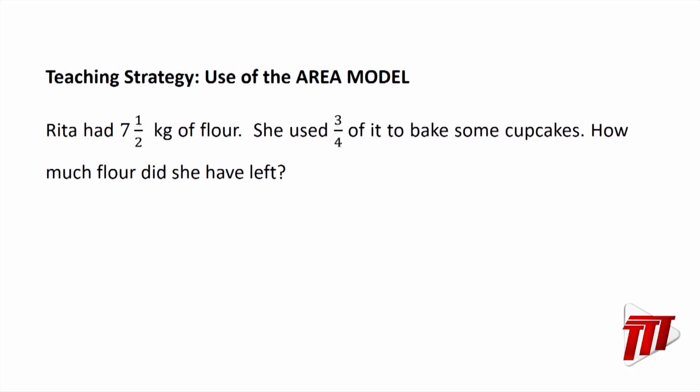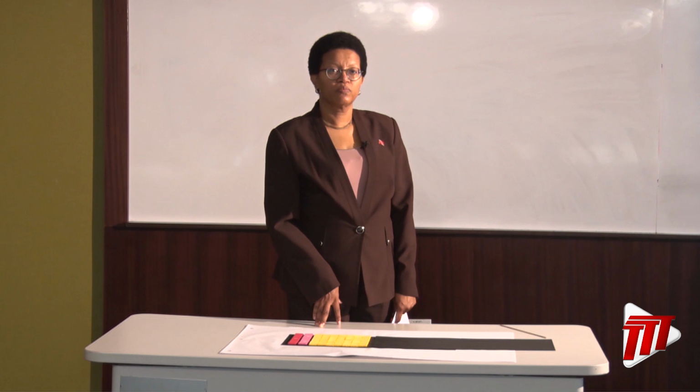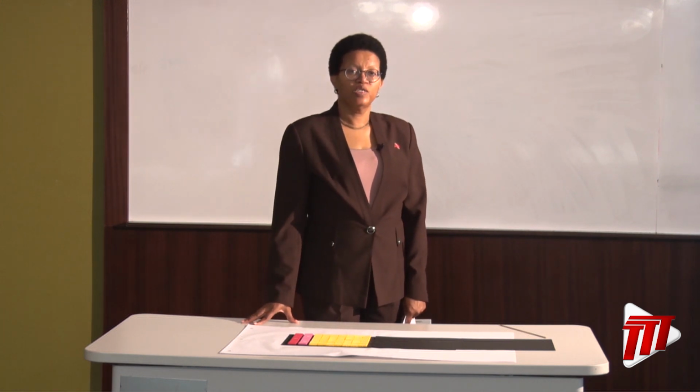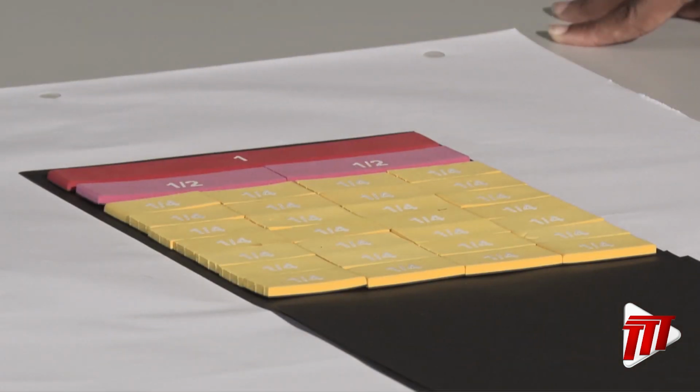The question states, Rita had 7.5 kilograms of flour. She used 3/4 of it to bake some cupcakes. How much flour did she have left? We are going to use our fraction tiles to solve this problem. We need to find 3/4 of 7.5. You would have already looked at the distributive law. So if we're looking for 3/4 of 7.5, we can first find 3/4 of 7, then find 3/4 of 1/2, and put the two partial products together.